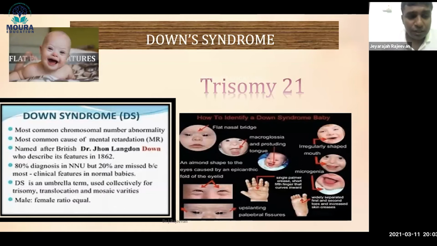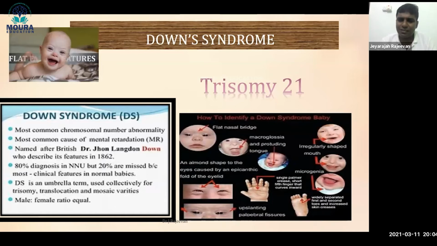80% of Down syndromes are diagnosed in neonatal units, still 20% of Down syndrome we can miss. Okay, because some Down babies might be clinically normal. One reason is they might have Down mosaics.